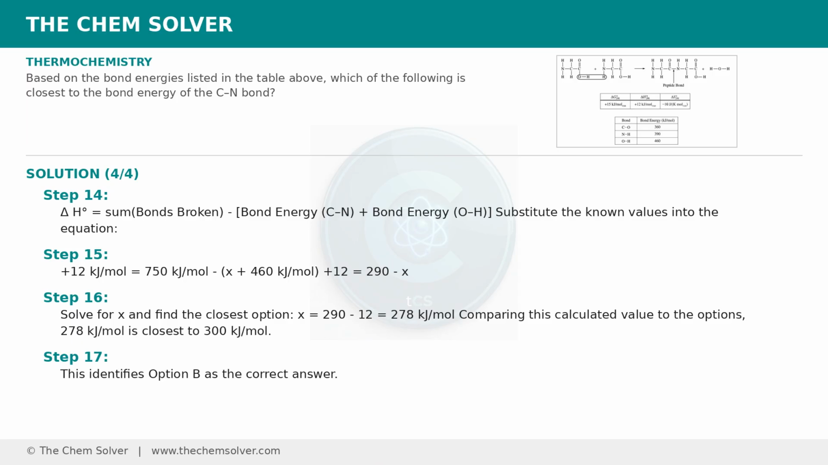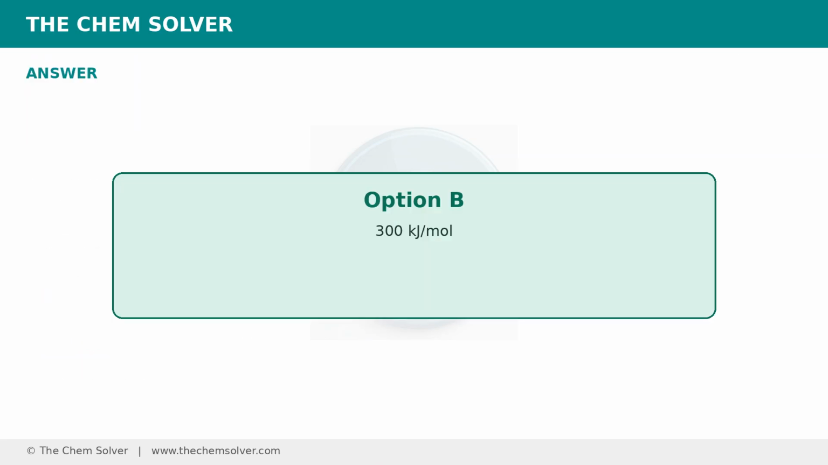Comparing this calculated value to the options, 278 kilojoules per mole is closest to 300 kilojoules per mole. This identifies option B as the correct answer. The correct answer is option B, 300 kilojoules per mole.